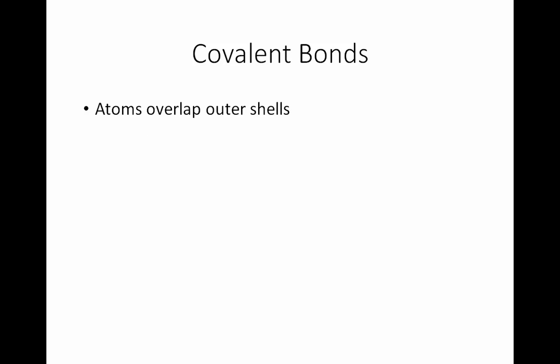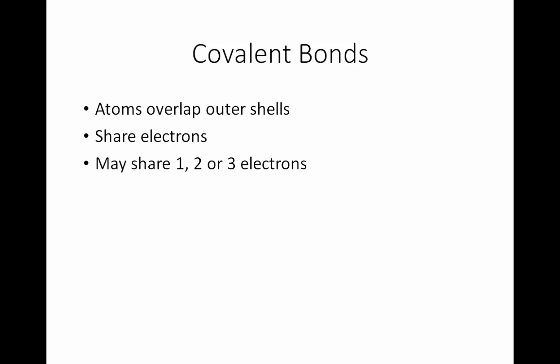Covalent bonds occur when atoms overlap their outer shells. And when they overlap their outer shells, they share electrons. Nobody gets electrons, nobody gives up electrons, they're simply shared. Atoms may share one electron between them, that would be a single bond, two electrons, that would be a double bond, and occasionally atoms will share as many as 3 electrons, and that's called a triple bond.